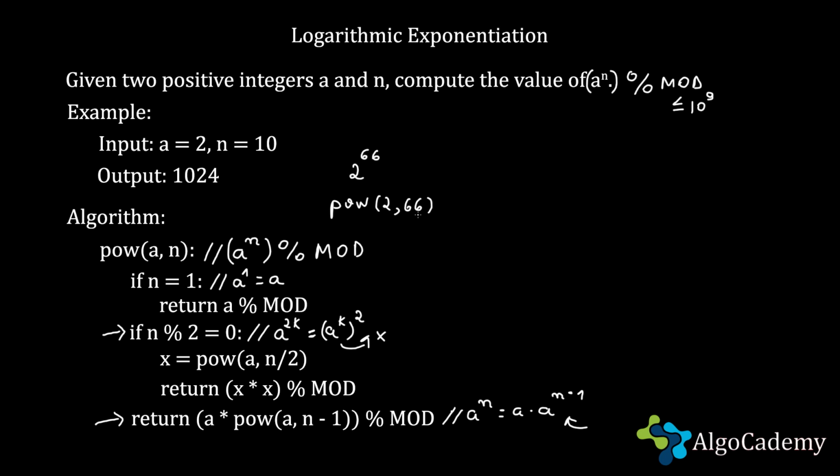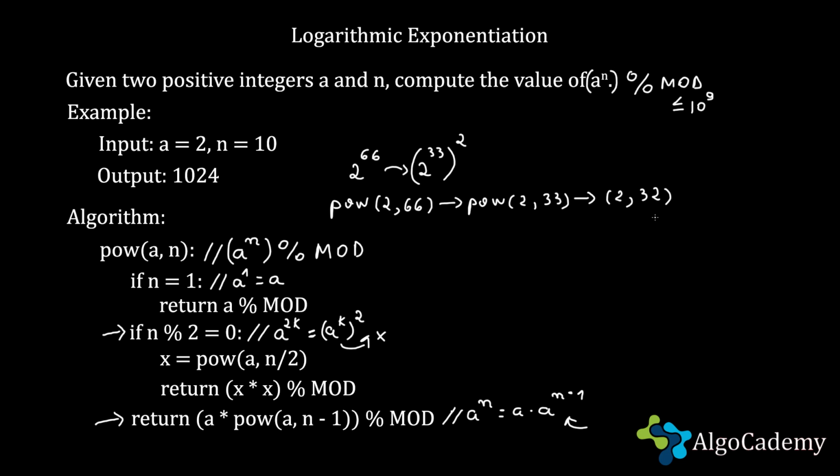Now, because this is even, we are going to write it as 2 to the power 33, everything squared, right? So the next function call, in order to get the value of x, will be pow of 2 and 33. Now 33 is odd, and inside this function call, I return a times pow of a and n minus 1, right? So the next function call is actually pow of 2 and 32.